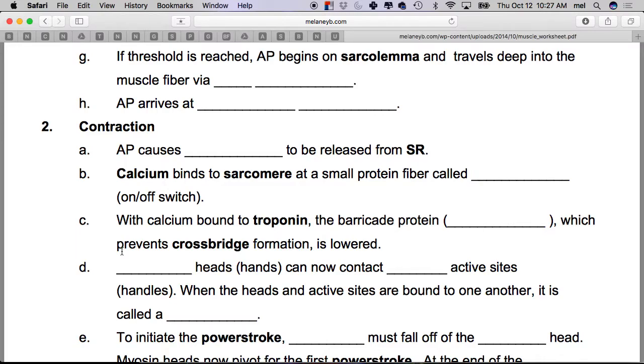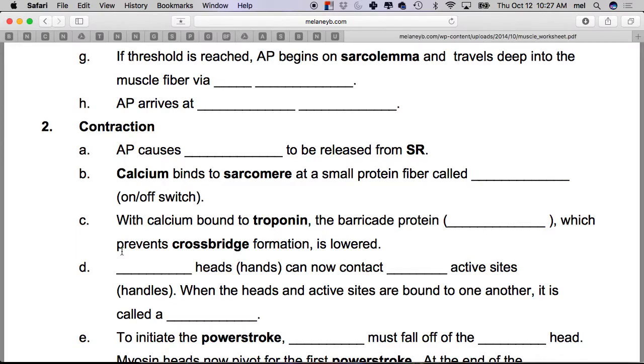Good. Calcium binds to the sarcomere at a small protein fiber called acetylcholine. What? Calcium binds to the switch. Do you remember which protein is the switch? No, it's a protein, and it starts with tro. Do you know what it is? Troponin, exactly. It binds to troponin, which is the switch. Small protein fiber called troponin, which is the on-off switch.